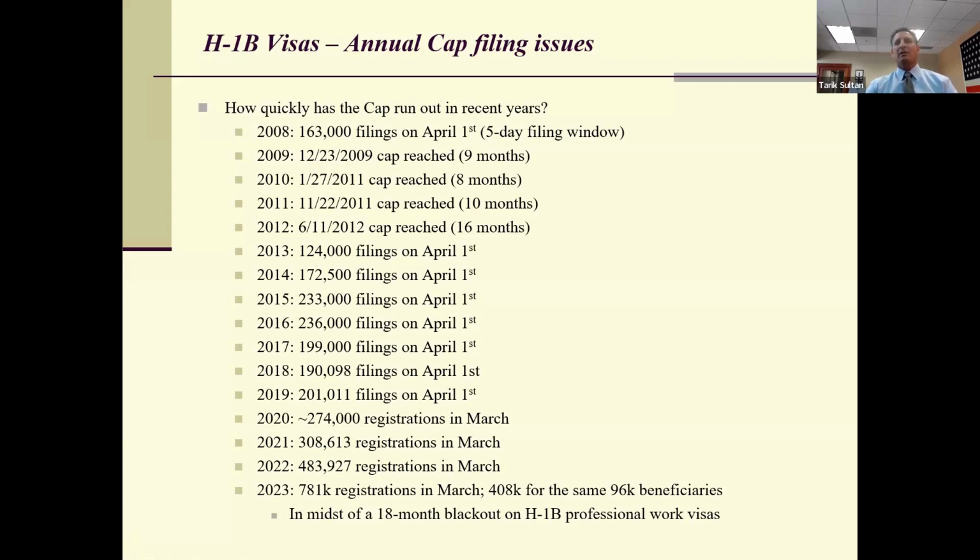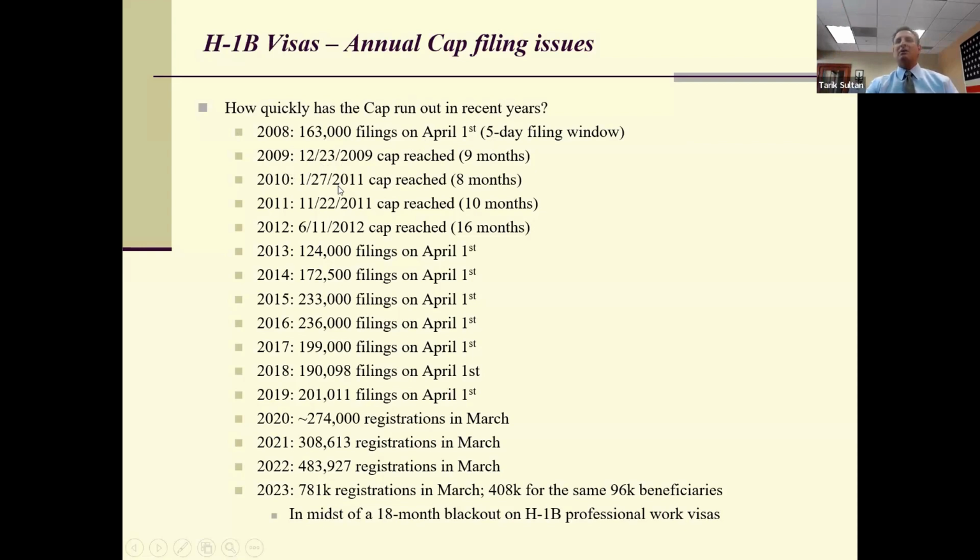Then, of course, the recession hit, and in 2009, we didn't run out of visas until December. So we didn't run out in March. April ran all the way into December before we ran out of the 85,000. The next year after that, we went all the way into January before we ran out.